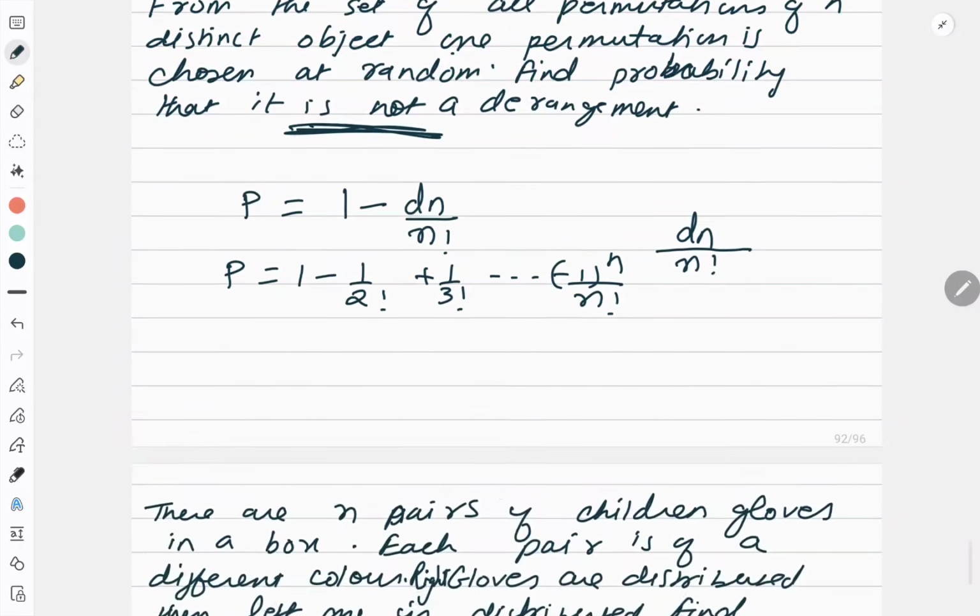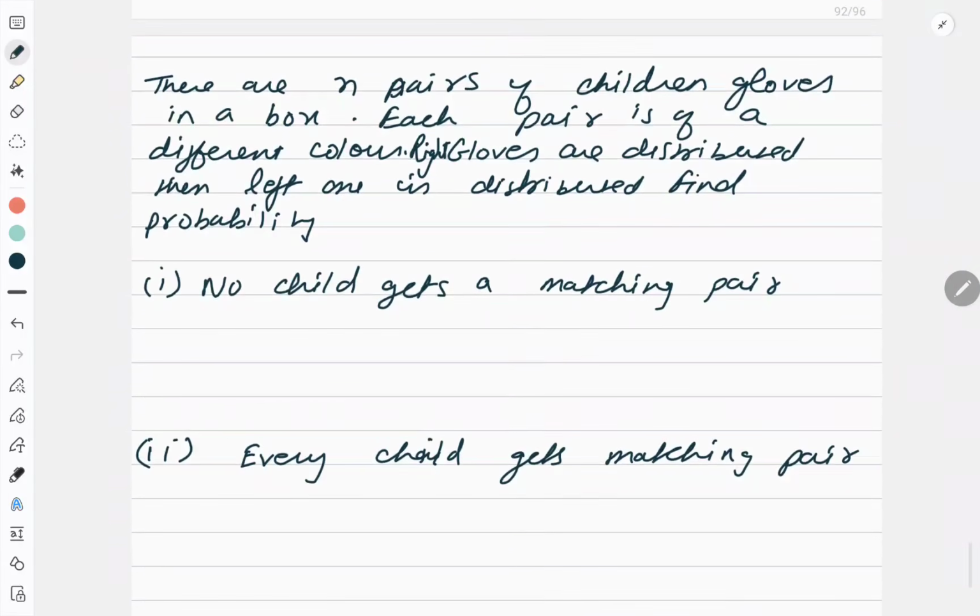As simple as that. Now let's move to the next question. There are n pairs of children gloves in a box. So there are n pairs, and obviously when I am saying pair, the gloves will have a right hand glove and a left hand glove. Each pair is of different color. Suppose, so there are n different colors.